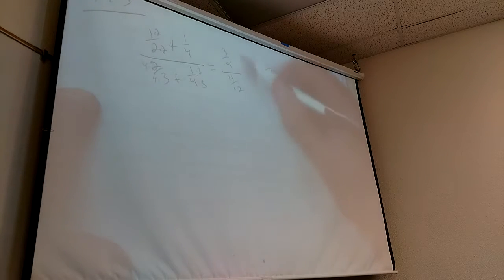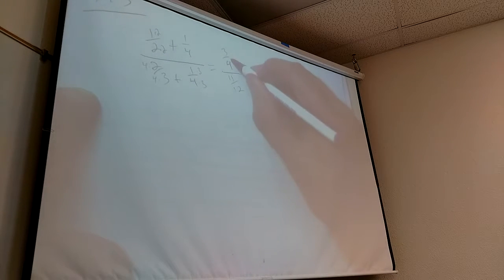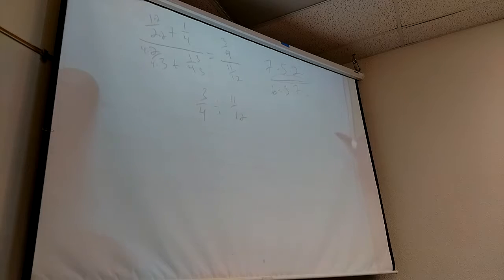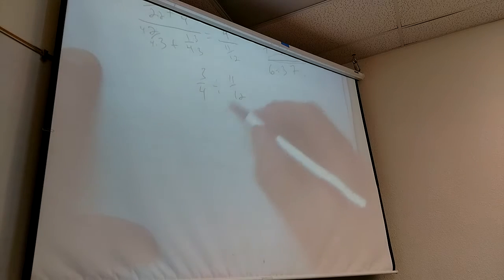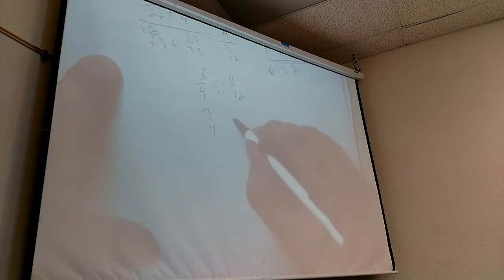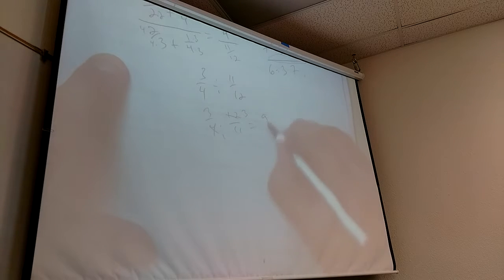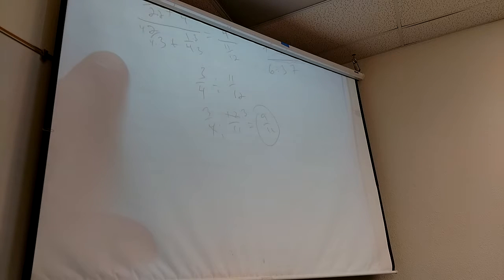Now how do I do this? 3/4 divided by 11/12. Let me write it as I said it. 3/4 divided by 11/12. Multiply by the reciprocal. So you get 3/4 times 12 over 11. And what's the smart way to do this? Cross reduce. So you get 9/11. I like it.